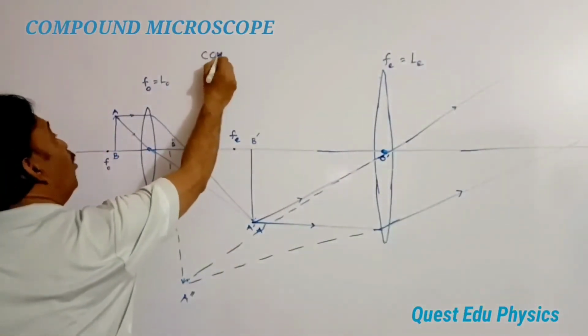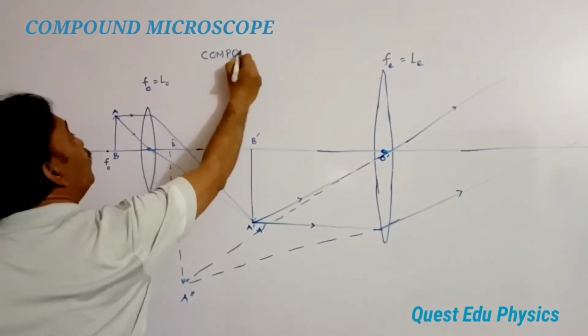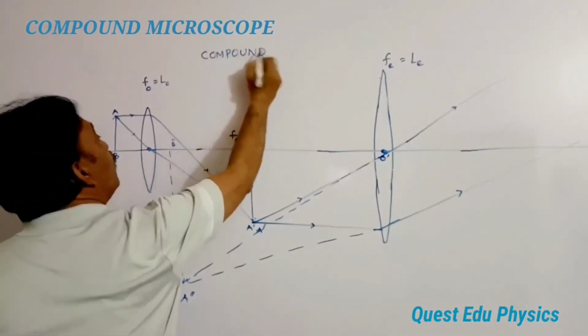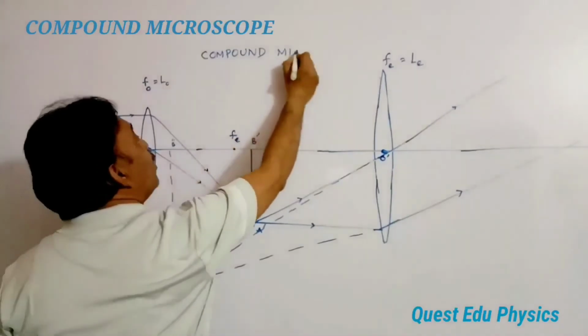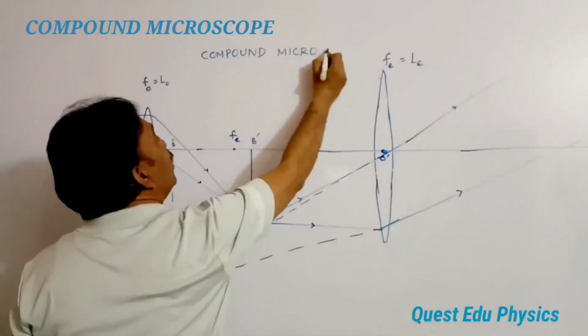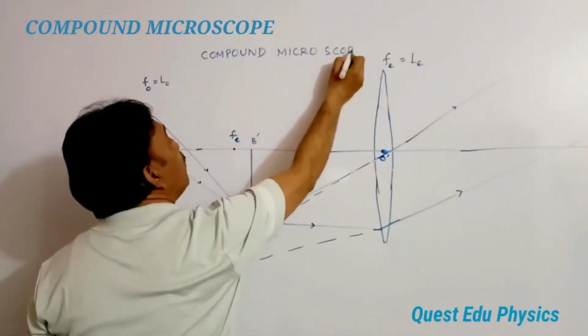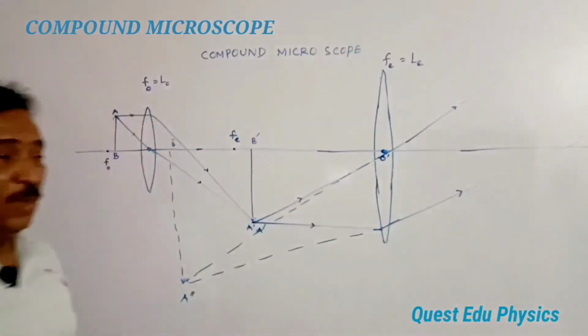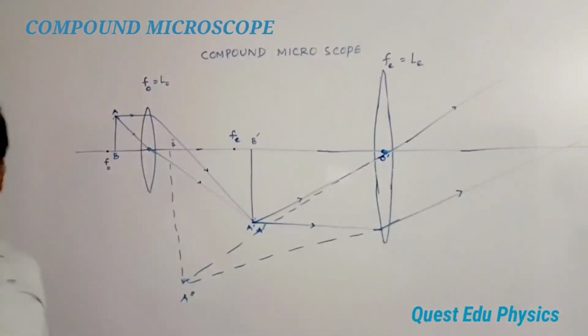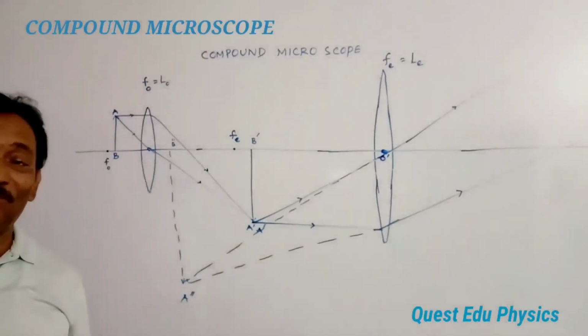It is the compound microscope. I hope you understood how to draw the diagram and what the terms related to these are.